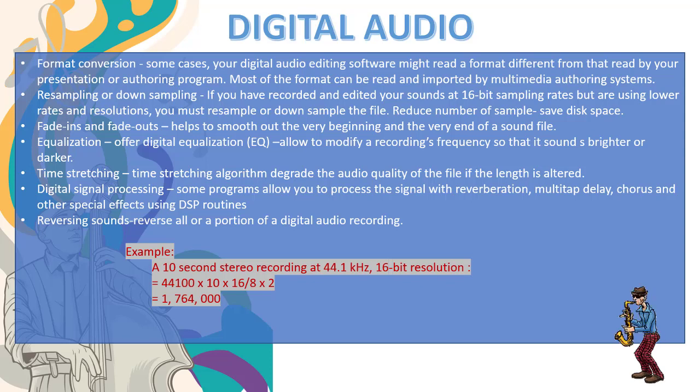Next feature is fade-ins and fade-outs. The feature is used to smooth out the very beginning and the very end of the audio file. Then, equalization is another feature that is normally included in digital audio editing tools. The feature offers digital equalization capabilities that allow the sound producer to modify a recording's frequency content, so that it sounds brighter, with more high frequencies, or darker, with lower ominous rumbles.